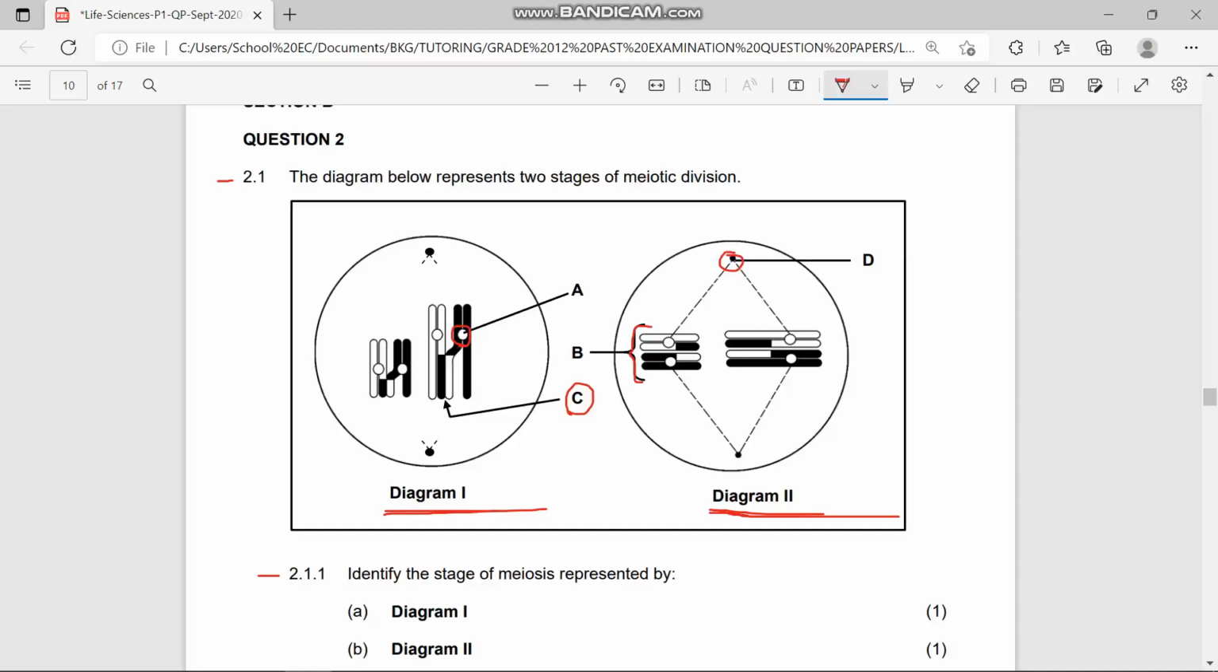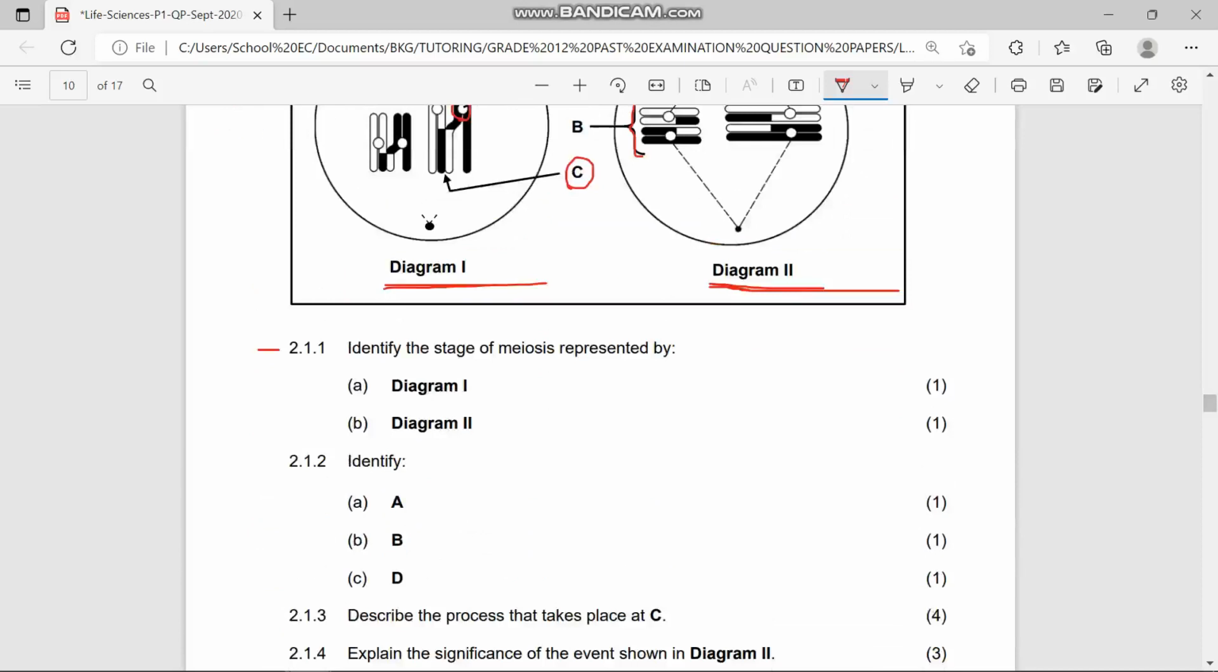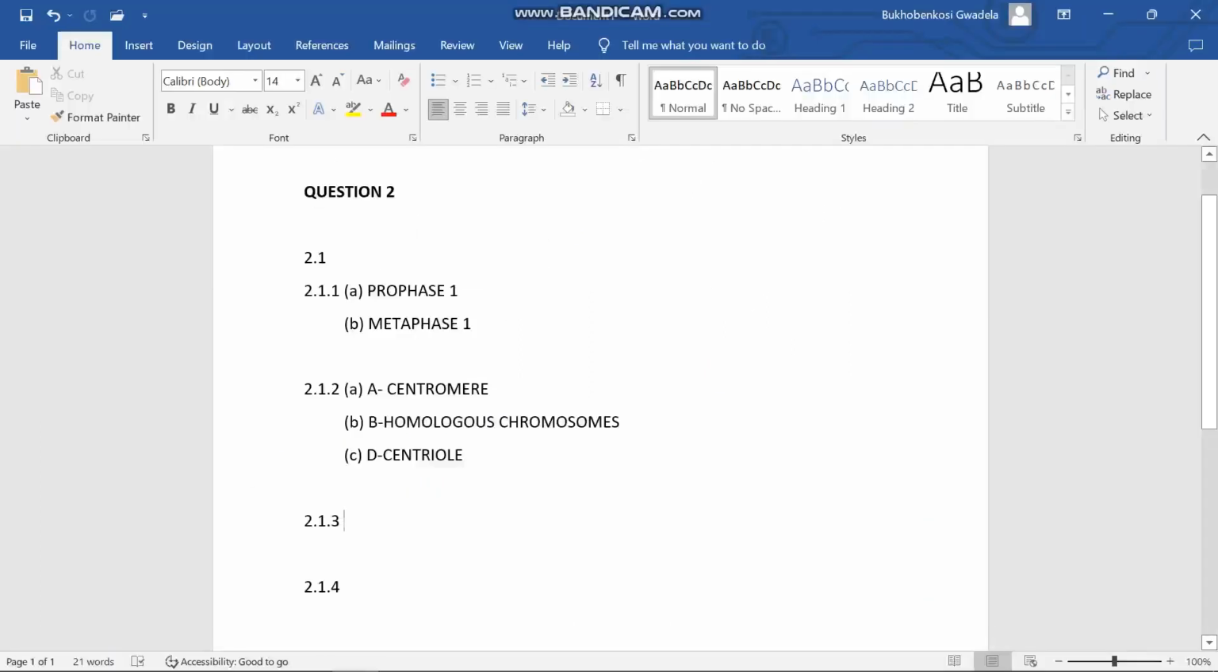In all, let's check how many marks: 4 marks. In 4 marks, we can say homologous chromosomes lie side by side. As you can see, they are lying side by side. Then a chromatid from the paternal and maternal chromosomes share, transfer the genetic material, and so on.